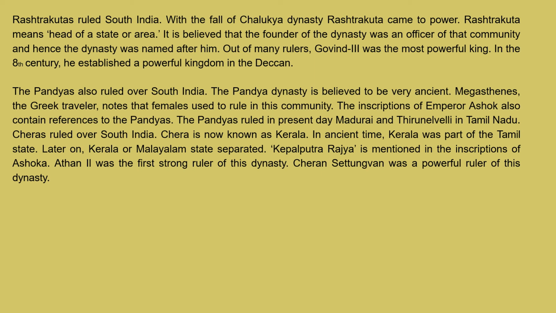and hence the dynasty was named after him. Out of many rulers, Govind III was the most powerful king. In the 8th century, he established a powerful kingdom in the Deccan. So in the Rashtrakuta dynasty, children, the most powerful king that history talks about is Govind III.